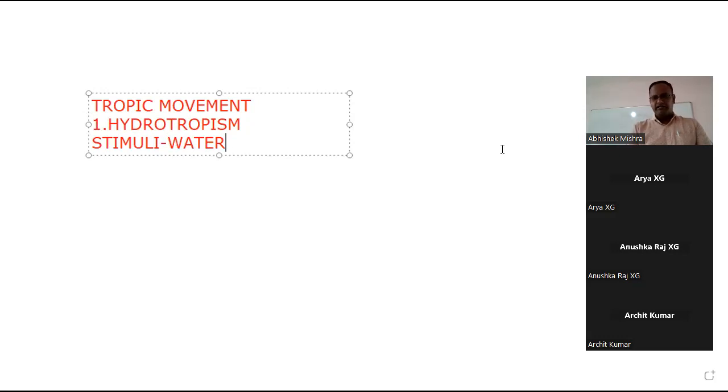Now, let me ask the students. Okay, Anushka, unmute yourself. Yes, sir. In this case, Anushka, which part of the plant, stem or root, will be positive and which part will be negative hydrotropic? Sir, roots will be positive and shoots will be negative. Negative. Okay.